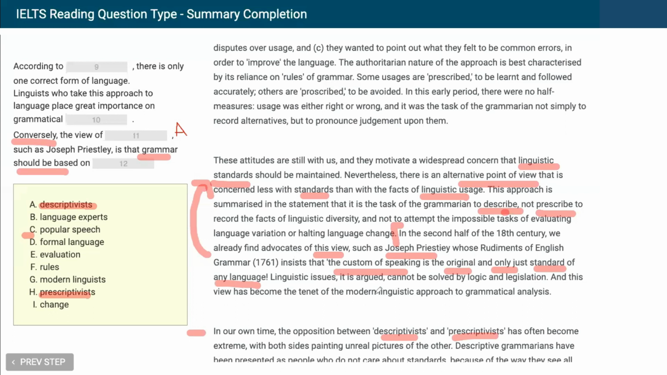in the passage. So just to read it for you, conversely, the view of descriptivists, such as Joseph Priestley, is that grammar should be based on popular speech, or here, the custom of speaking. Excellent. All right, so let me put in C for number 12. Just remind ourselves we had prescriptivist for 9, so letter H, and then F for letter 10, which was rules.